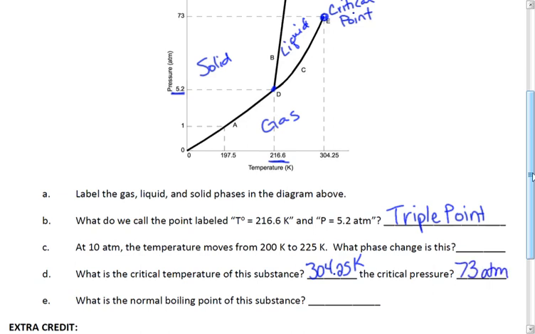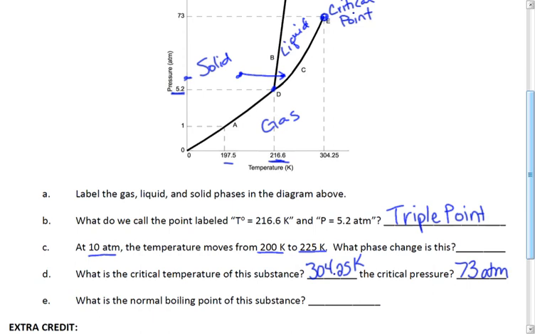So going back to C, it says at 10 atmospheres, the temperature moves from 200 to 225 Kelvin. What phase changes this? So you have to estimate a little bit. 10 is going to be a little bit up above where 5.2 is. And we're going to go from 200, which we've got 197 and 216. So 200 is going to be closer to the 197, so somewhere around in there. And then we're going to 225, which is going to be a little bit beyond our 216.